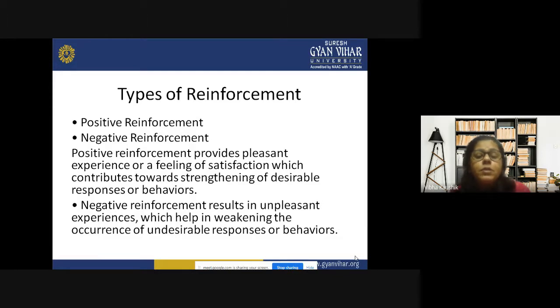Negative reinforcement results in unpleasant experiences. In other words, the negative reinforcement given by the teacher will give unpleasant experiences to the learner, which helps in weakening the occurrence of undesirable responses or behavior. And that negative reinforcement used by the teacher will definitely help in weakening the occurrences of responses or behavior that are not considered desirable.